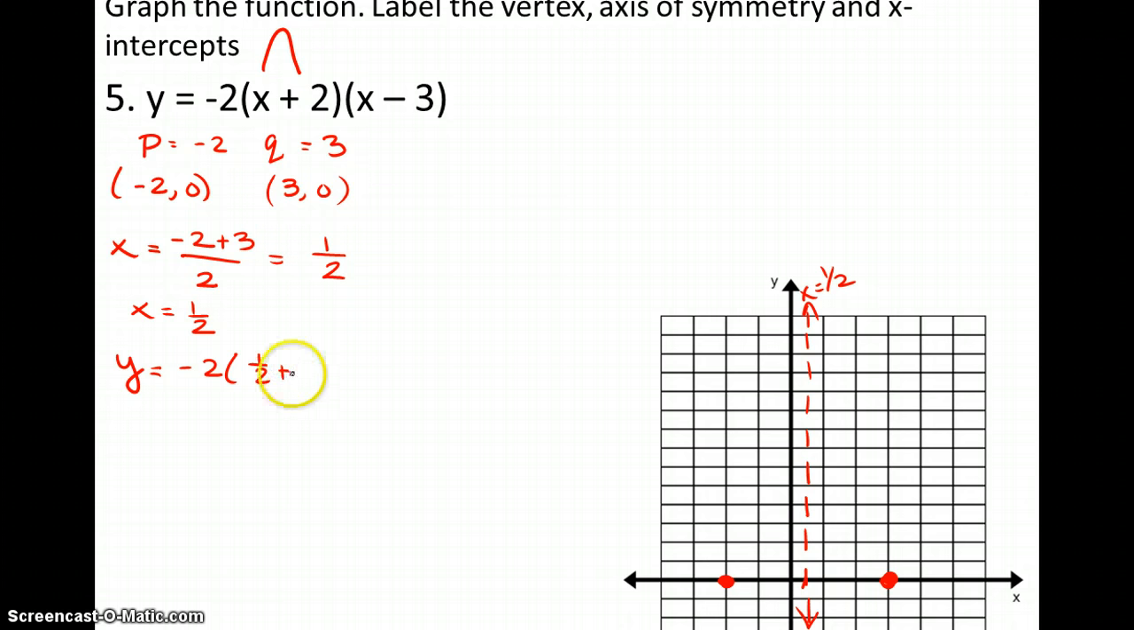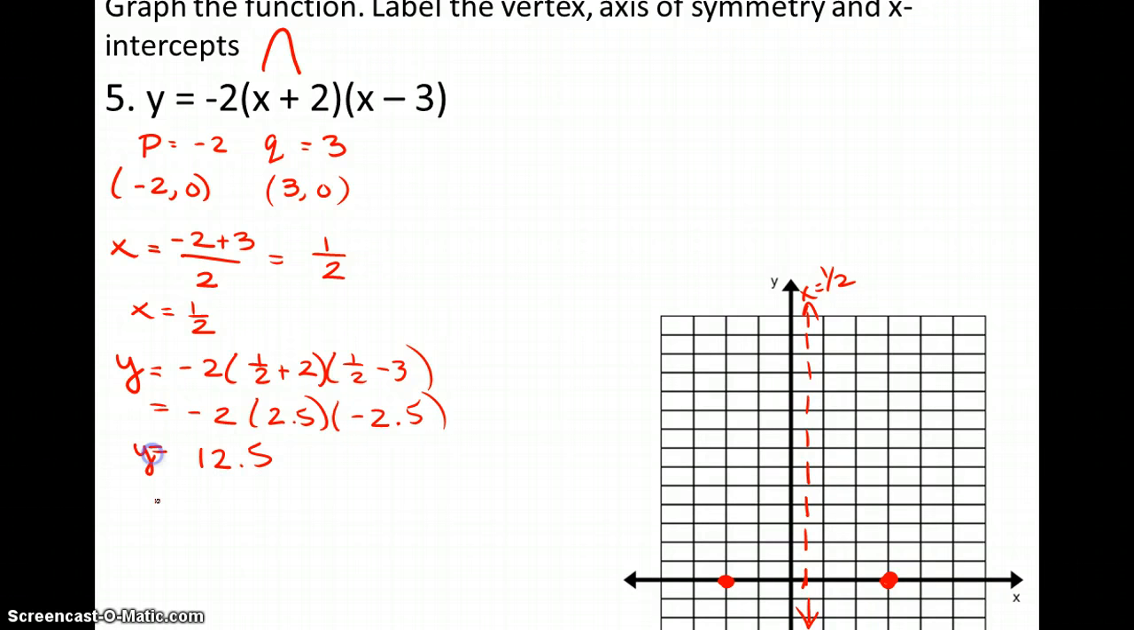Some of you like the decimal points. I know at least one student that does. And so I think I might just do this one with decimal points just for her. This is 2.5 and this is negative 2.5. You can do this in your calculator or you can trust me. And then when you multiply all that out, you get 12.5 for your y value. So my vertex is 1/2 and then 12.5.